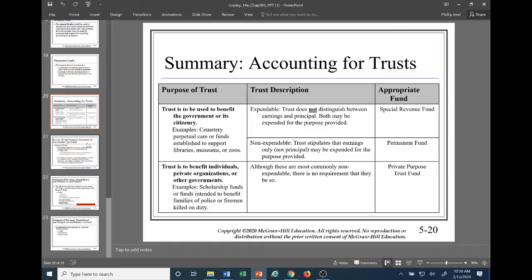So no matter what the stipulations are, if it benefits the government or citizens, we know it's governmental. And whether it's expendable or non-expendable is going to determine which type. But from that point, it's just nitpicking the details, right? That's all it is. So we're good on accounting for trusts. We get the difference on if we'd use governmental or if we'd use a fiduciary fund. And what type of governmental fund we'd use between the classifications or the description of the trust.